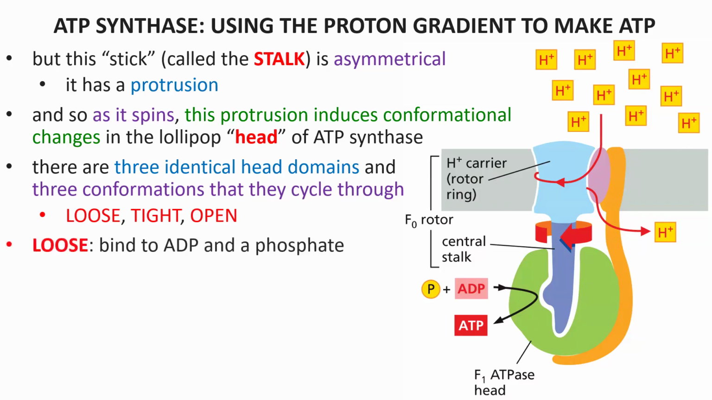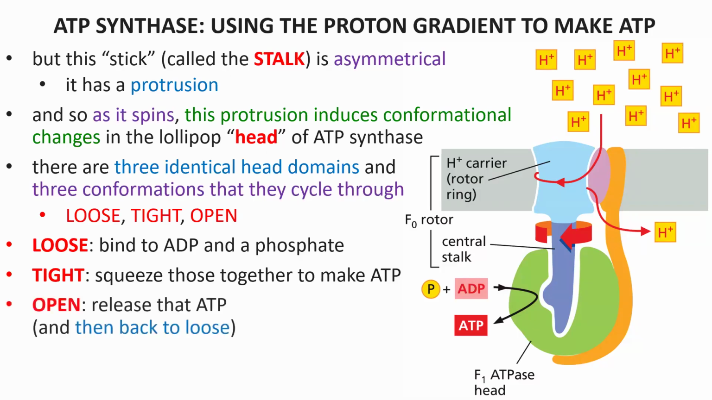So what happens in the loose conformation? Well, the loose conformation is loose enough that ADP and a phosphate can bind. And then, we're going to squeeze that ADP and phosphate together. That's what tight is for. Squeeze ADP together, squeeze that third phosphate on until we can make that covalent bond. So the tight conformation makes the ATP. That's where the phosphorylation occurs. And then open, you can probably surmise. Open opens the grip and releases that newly made ATP out back into the mitochondria.